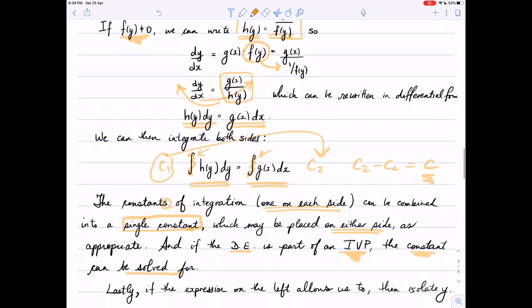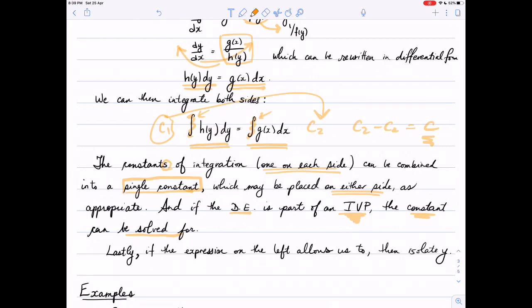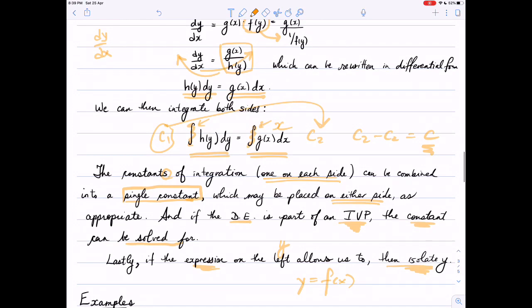And lastly, once you have integrated and you have expressions on the left, which is in terms of y, and on the right, which is in terms of x, if the expression on the right allows you to do so, we can actually isolate y and get the answer that we are looking for, that y is f of x, right? Up here we said that dy/dx was the derivative, and so we are looking for this function f of x, y as a function of x, as our final answer.